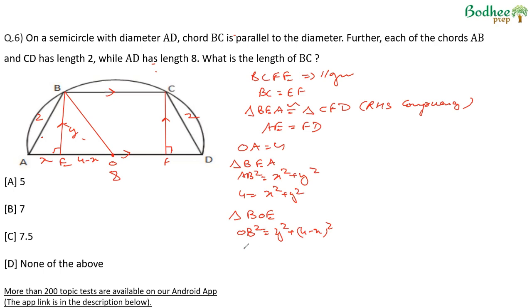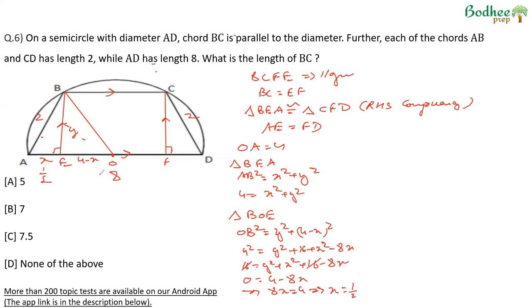OB square is 4 square, so 16 is equal to y square plus 16 plus x square minus 8x, which means 16 is equal to y square plus x square plus 16 minus 8x. X square plus y square we know is 4, so 16 and 16 cancel. We can say 0 is equal to 4 minus 8x, which means 8x is equal to 4, or x is equal to 4 by 8, which is 1 by 2.